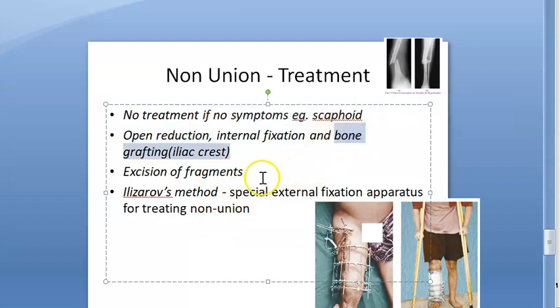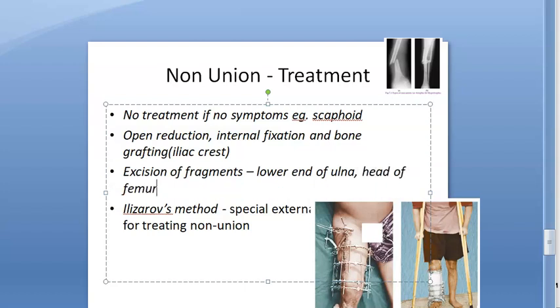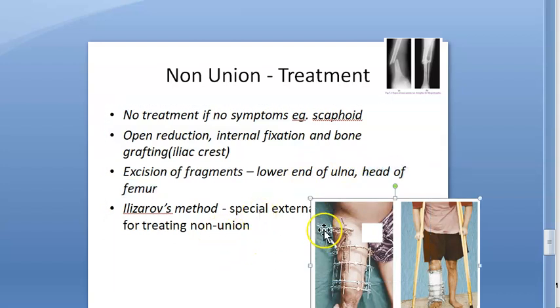Bone grafting, you can take bone from the iliac crest. Excision of fragments you will need to do, especially they said ulna, some parts, or the head of femur, right? Ulna, which part of ulna? Lower end of ulna, head of femur. This has some special conditions, right? Whenever there's a neck of femur fracture which is having non-union, etc.